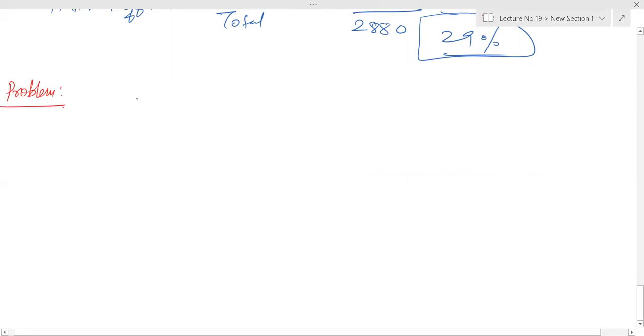This problem is a little bit big, but you have to solve it. Two metallic.